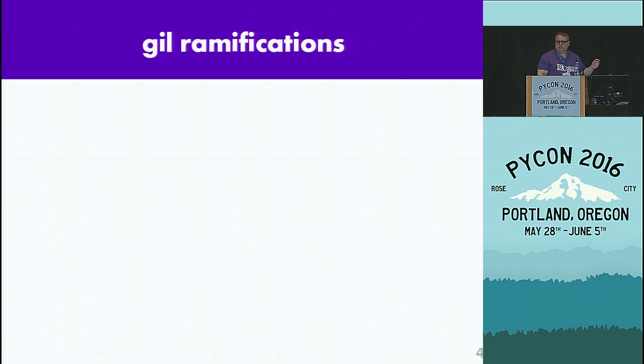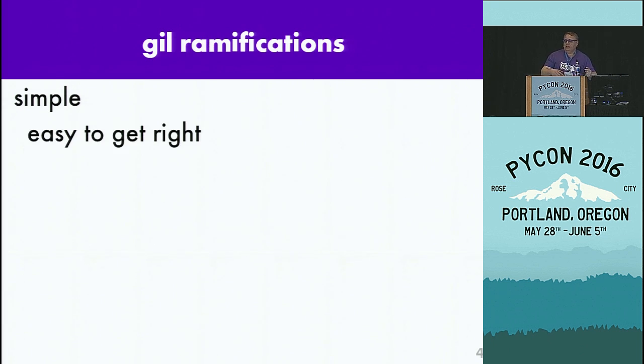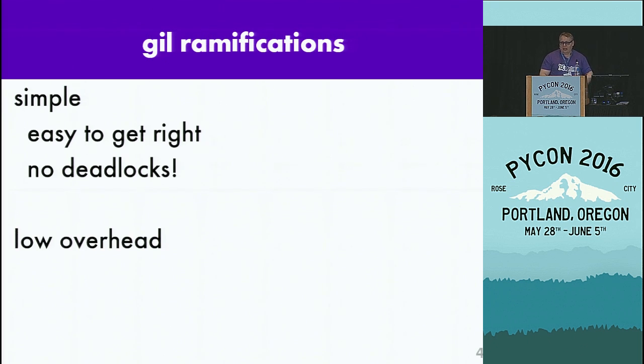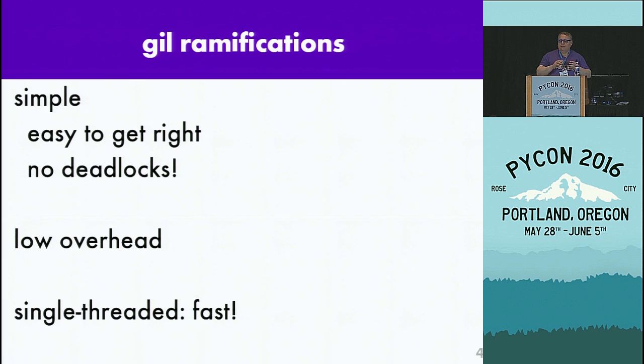So let's talk about the ramifications of this design. First of all, the GIL was incredibly simple, which meant it was easy to get right, both for us and for CPython C extension authors. It had no deadlocks because there's only one lock, so you can't have deadlocks between two locks because there aren't two locks. It had very little overhead. You touch the GIL infrequently. And if you had single-threaded code, it ran incredibly fast because we didn't have any synchronization overhead. We didn't have any locking and unlocking. Your code just ran, almost no overhead, and it paved the way for your code to run very, very quickly.